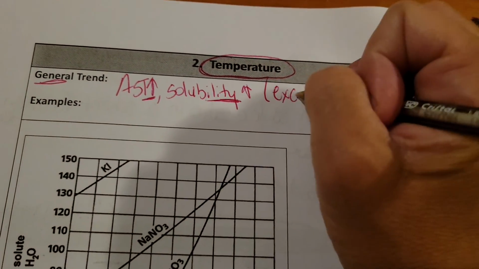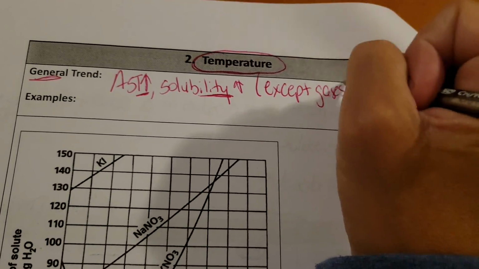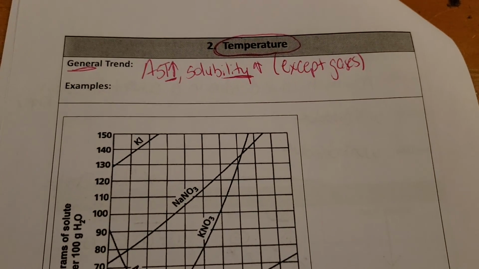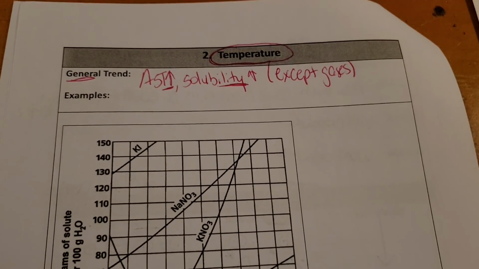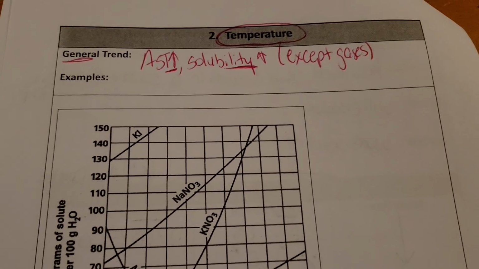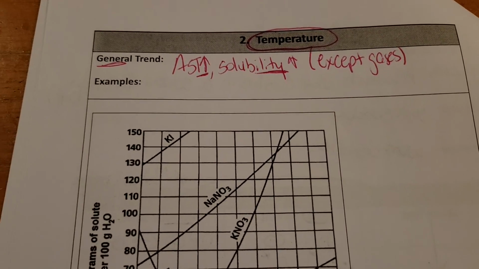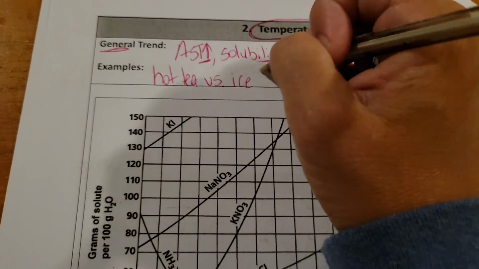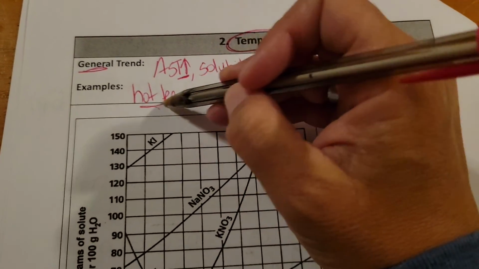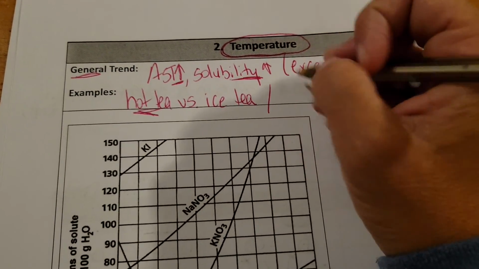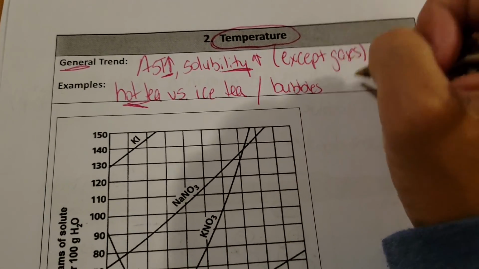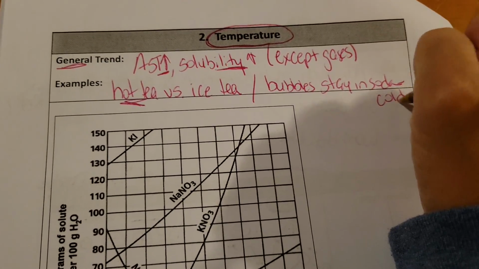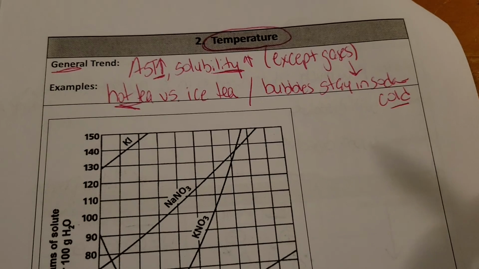And this is going to be true except for gases. We'll talk about those later. Okay, gases actually become less soluble. If you think about what keeps bubbles in your soda, it's when it's colder, when you keep your soda cold. So as temperature increases, solubility increases except for gases. And some examples, if you think hot tea versus iced tea, trying to dissolve sugar, it's going to be a lot easier to dissolve in the hot tea. Okay, and then as far as the gases, what I just said, bubbles stay in your soda when it's cold. Okay, so that's why we have the exception to the rule.